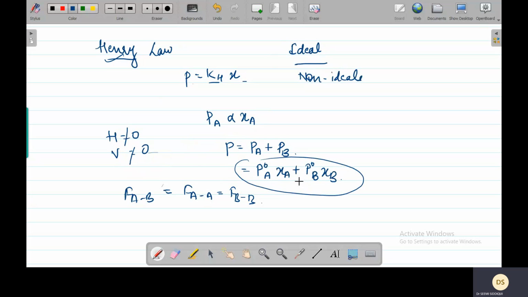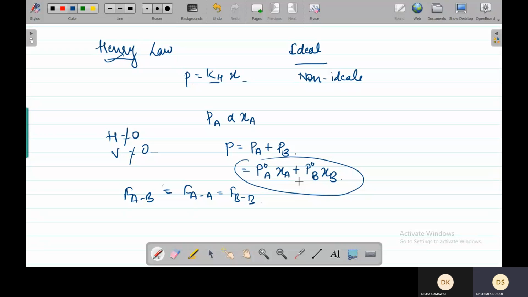Now, in the case of non-ideal solutions, we can have two types of deviation. One is positive deviation and another is negative deviation. When do we call it positive deviation? When the partial pressure of each component and the resultant total pressure is greater than the pressure expected on the basis of Raoult's law. Negative deviation we say when the partial pressure of each component and the resultant total vapor pressure is less than the pressure expected on the basis of Raoult's law.